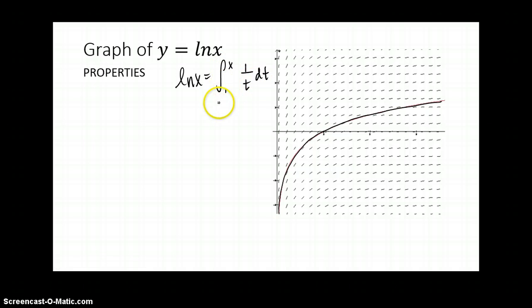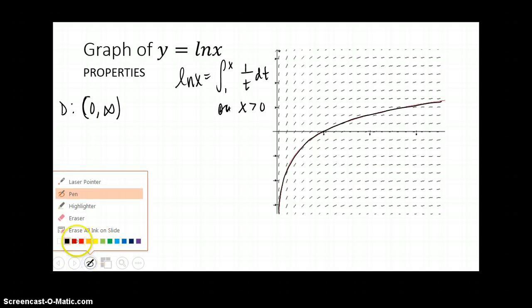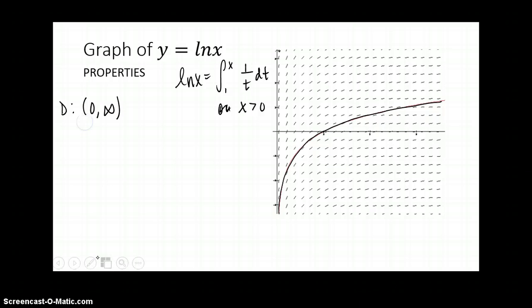to x, and x has to be a positive number. So that's our domain. Soft bracket 0 to infinity. Okay, natural log of 0 does not exist. Our range, our y values can be any real number. Okay, notice our function is continuous on the domain.